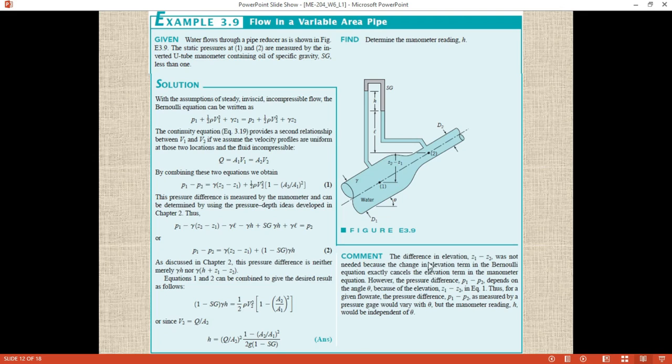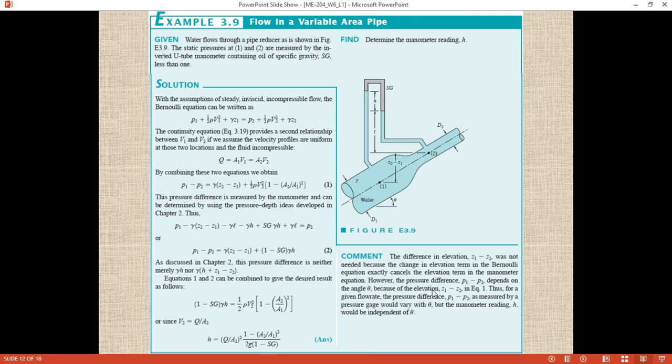You see, the difference in elevation Z1 minus Z2 was not needed, because the change in elevation term in the Bernoulli equation exactly cancels the elevation term in the manometer equation. In both equations, if the velocity is known or the area is known, you don't need Z. You can easily calculate the height of the column. This is the first point. Because the Z in the manometer and Bernoulli equations cancel each other, it is out of the equation.